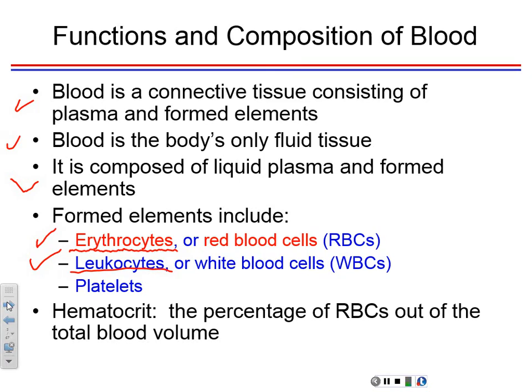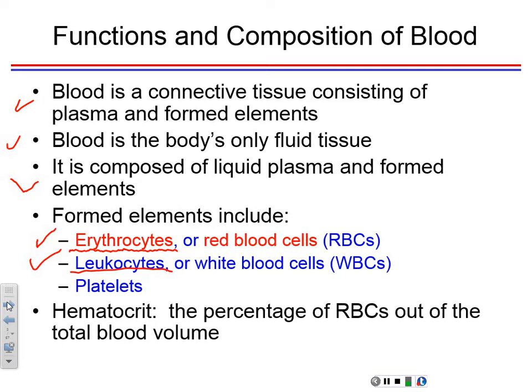And then of course hematocrit is the percentage of red blood cells in whole blood. Men have higher hematocrit than women, because they have more red blood cells than women. Why? You don't have a menstrual cycle.